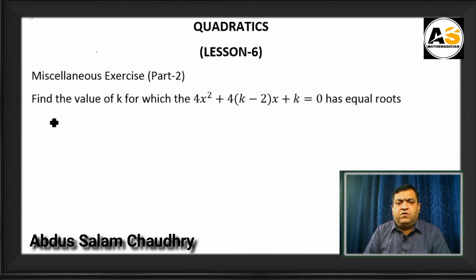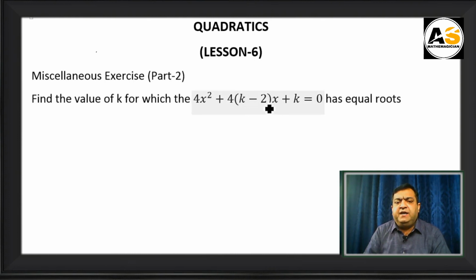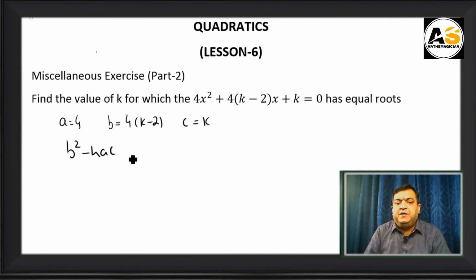Question number 1 is: find the value of k for which 4x square plus 4 times (k minus 2) into x plus k is equal to 0, this quadratic equation has equal roots. So what we have to do for equal roots, if we recall, the discriminant of the quadratic equation must be equal to 0. In this case, a is equal to 4, b is equal to 4 times (k minus 2) and c is equal to k. The discriminant b square minus 4ac must be equal to 0.